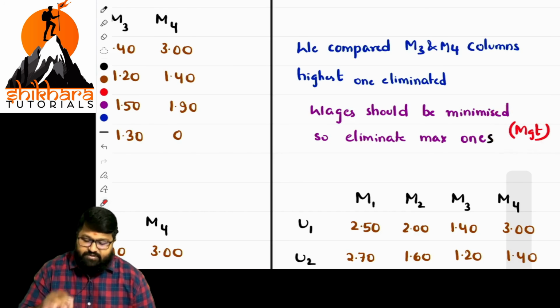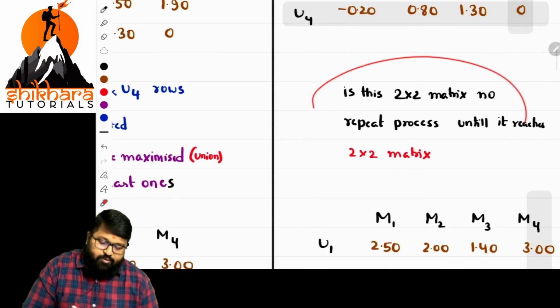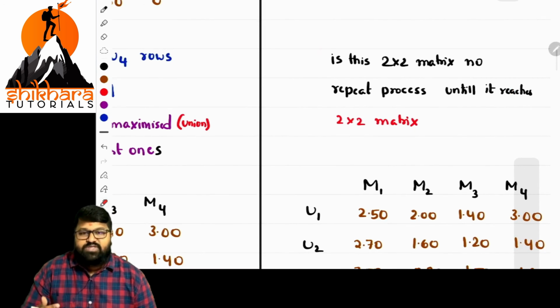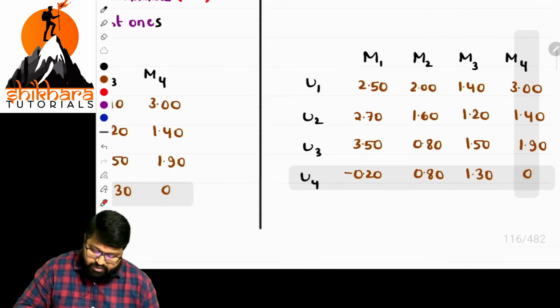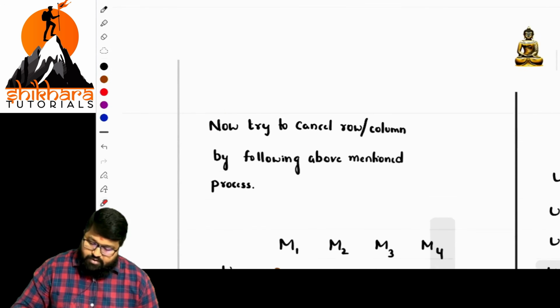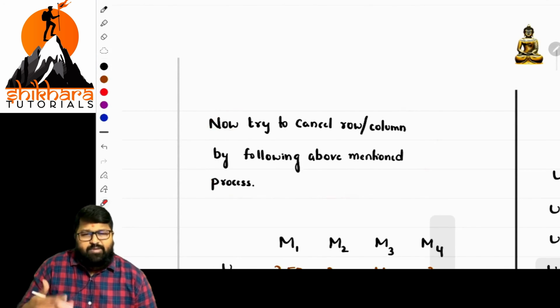That is the most important aspect in this problem. Once it is done, is it a 2 by 2 matrix? No. Then keep on going with the process until you reach the 2 by 2 matrix. Okay, now try to cancel the rows and columns by following the above-mentioned rules repeatedly.